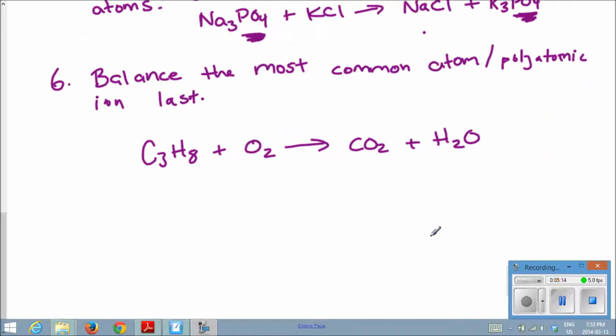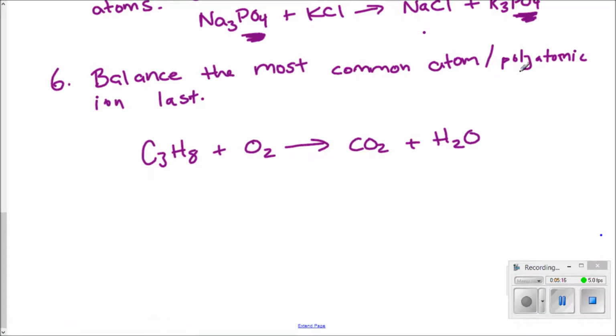The next rule we have is balance the most common atom or polyatomic ion last. What I mean by that is if you look here, carbon is found here and here. Oxygen is found here and here. Oh, and it's also found here. And hydrogen is just found here and here. So you can see that oxygen is actually found in 3 places. So we would want to balance carbon first, hydrogen second, and then oxygen we want to do last. So that creates a difference in the procedure that we do.